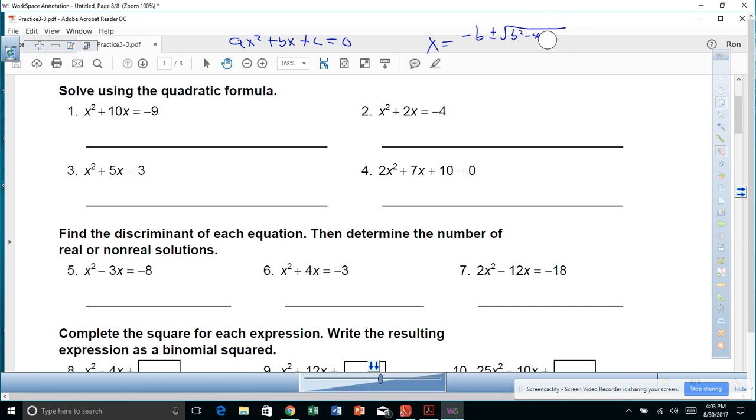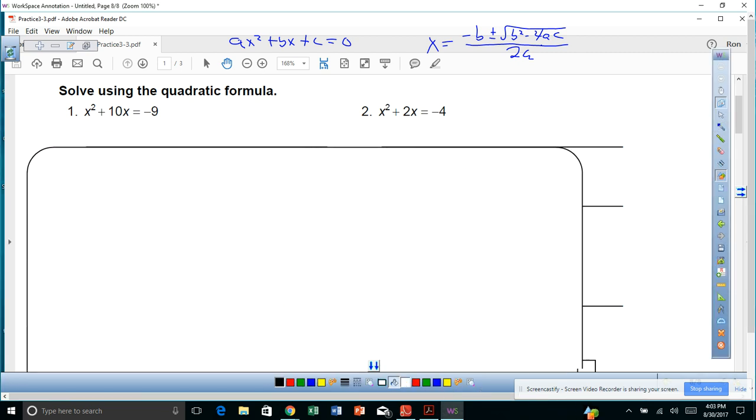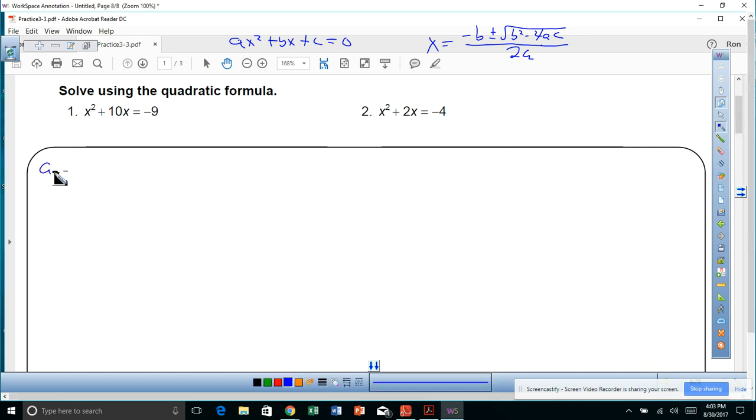Let me clean that up. 4 times a times c all over 2a. So what do we got here? I'm going to need a little real estate here. What I like to do first is ask, what is a? Well, this isn't in standard form. Let me rewrite it in standard form: x squared plus 10x plus 9 equals 0. So a equals 1, b equals 10, and c equals 9. All right, good.